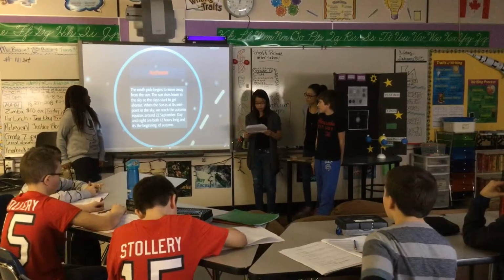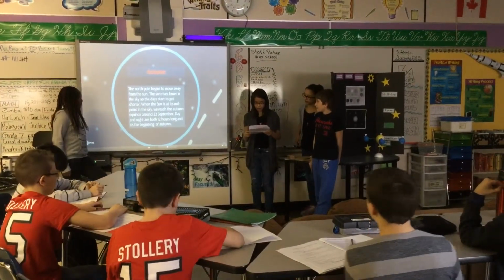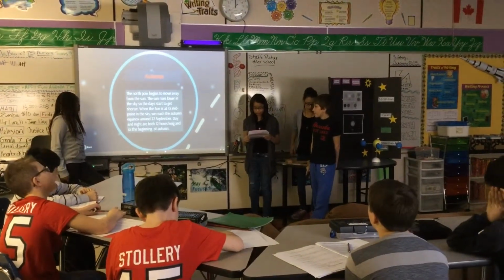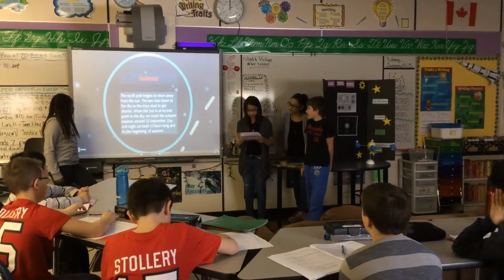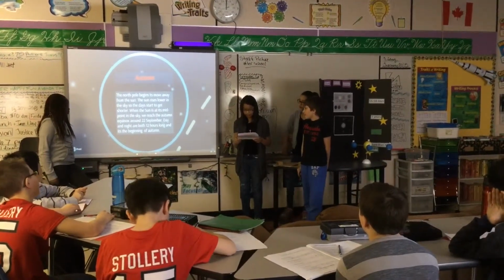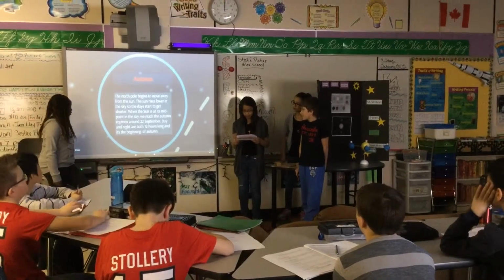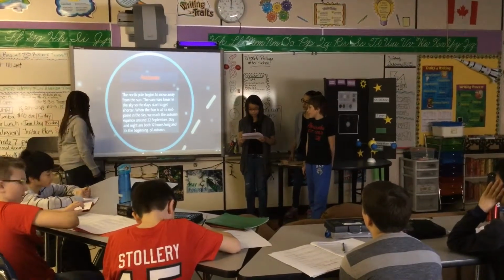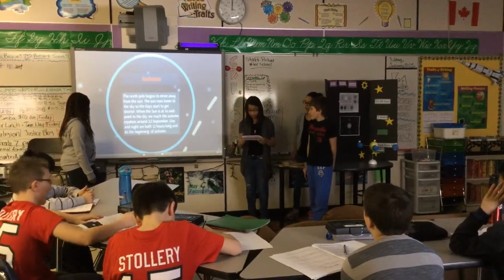Six months later, the North Pole begins to move away from the sun. The sun rises lower in the sky, so the days are getting shorter. When the sun is at its midpoint in the sky, we reach the autumn equinox. Around the 22nd in September, day and night are both 12 hours.